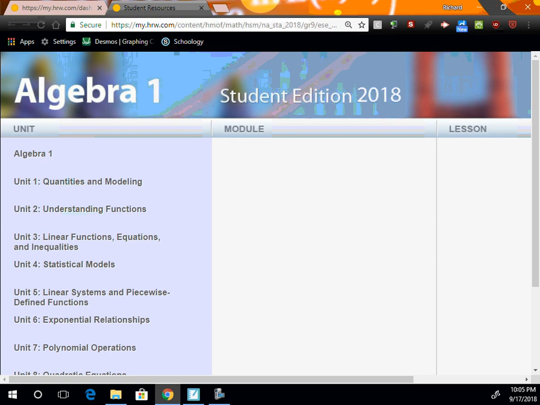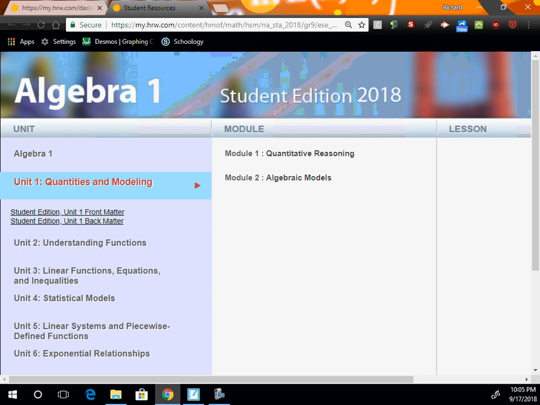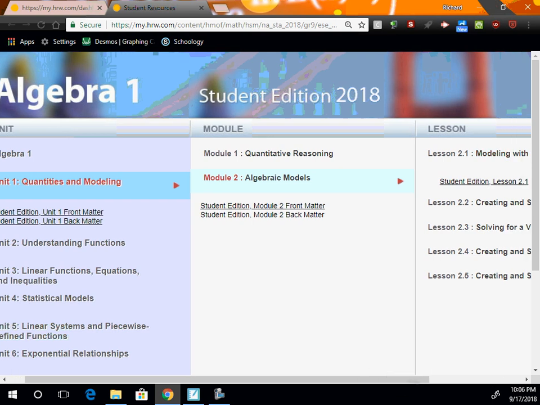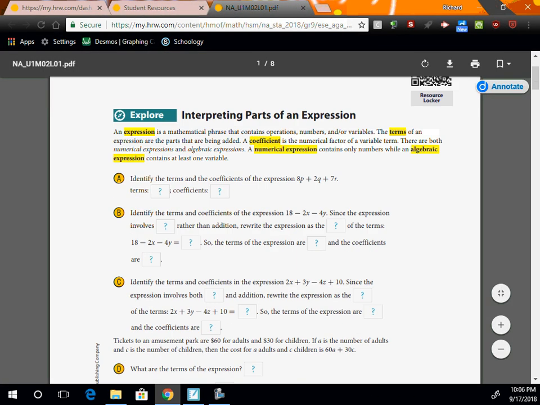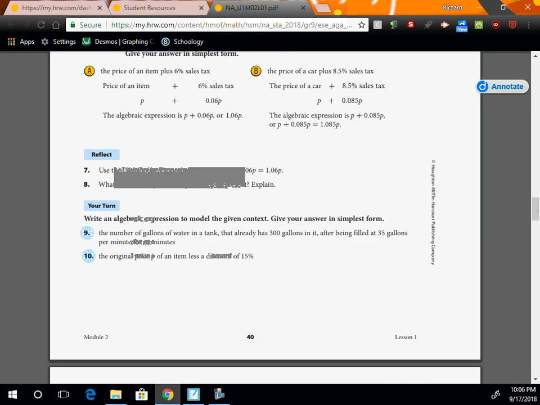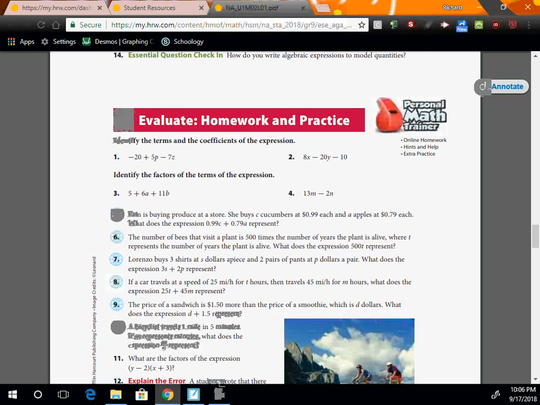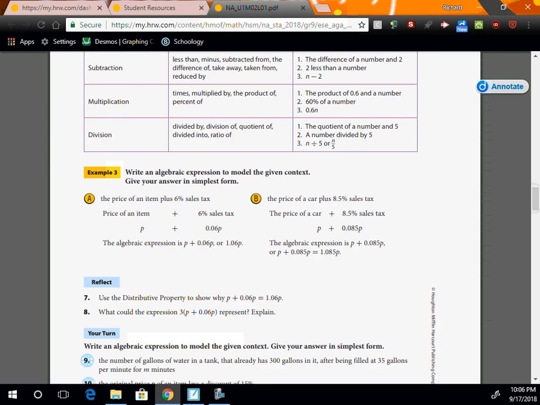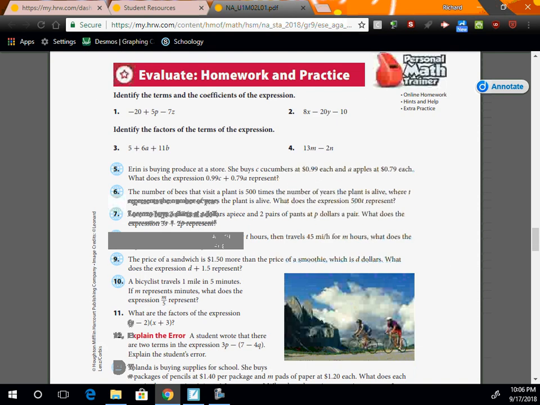Then, for tonight's independent practice, you're going to go to quantities and modeling. We're still in Unit 1. But now we're in Module 2, and then we are in Lesson 2.1. So if you click on Lesson 2.1, it'll bring up the student edition, and you now have the independent practice. A couple things about this. The independent practice homework that we are assigning you does not start until this page. All right, so it starts on page 41. Notice there are numbers and examples before that. That's part of the in-book lesson.